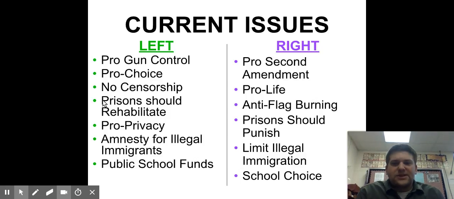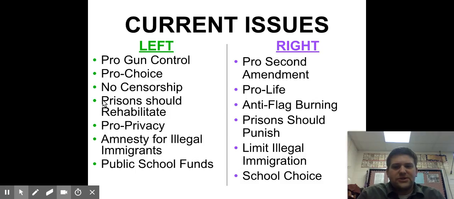People on the left would say no censorship, that our government, our schools, our advertising agencies shouldn't censor information because it's something that they find to be inappropriate or something that they find to be maybe too controversial, right? Or something that they don't support. That we need to allow people to freely express themselves through all mediums.